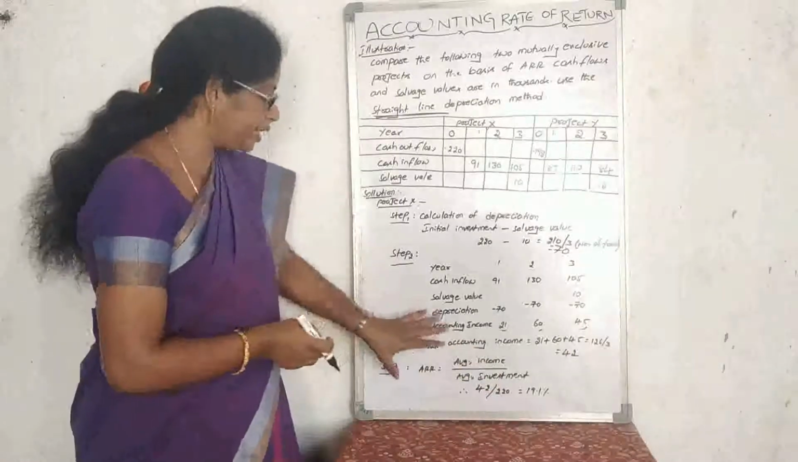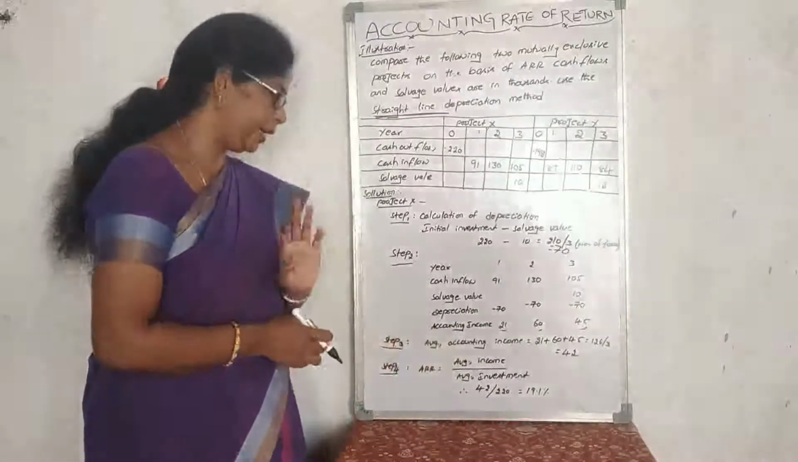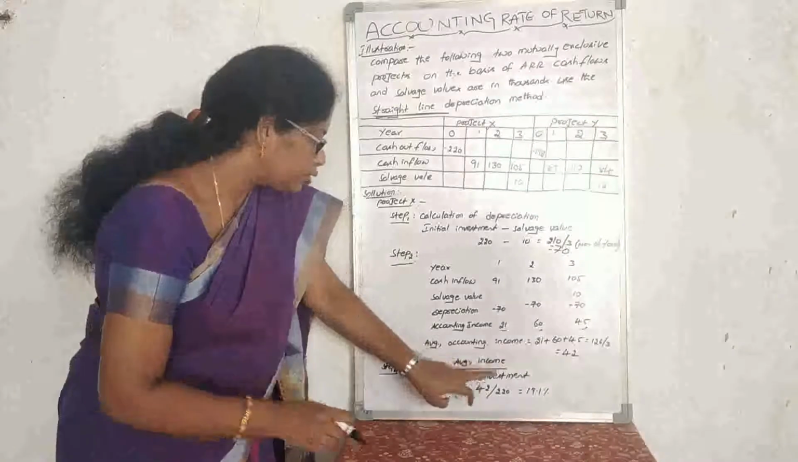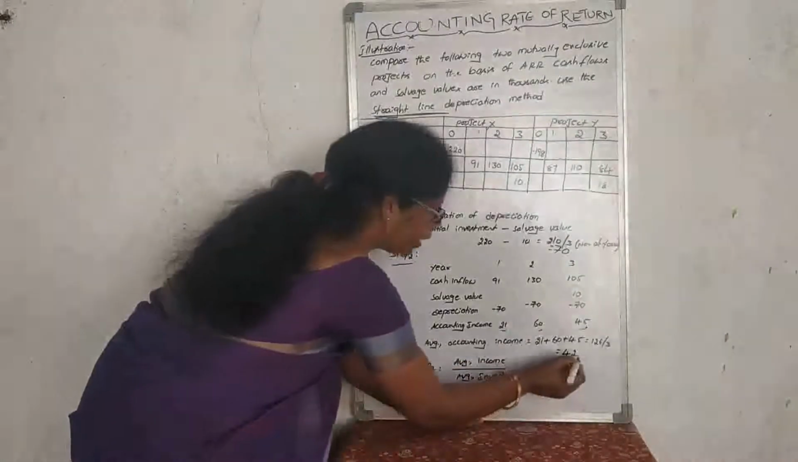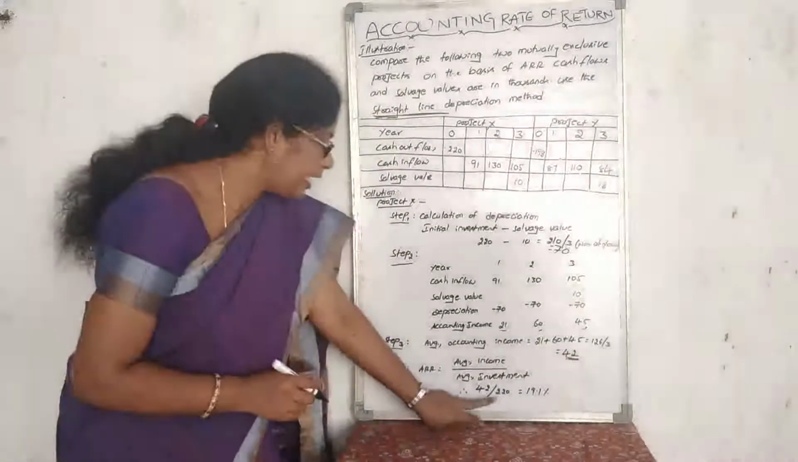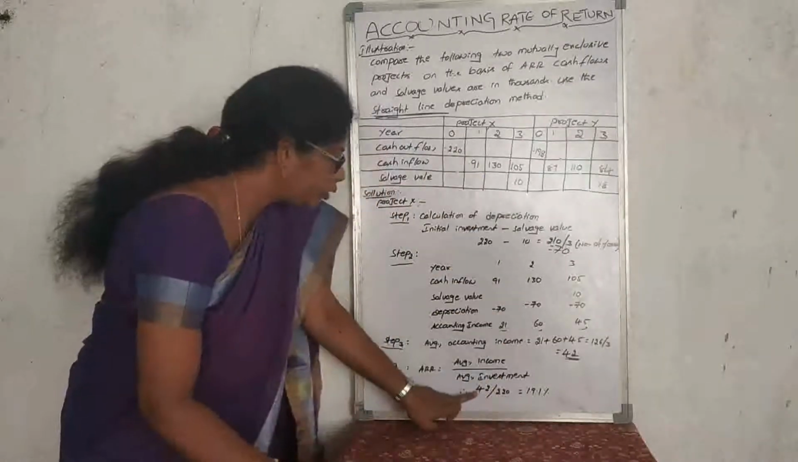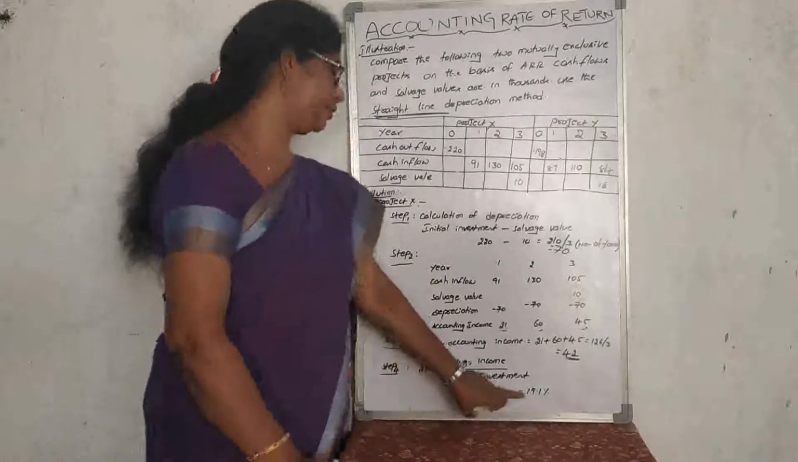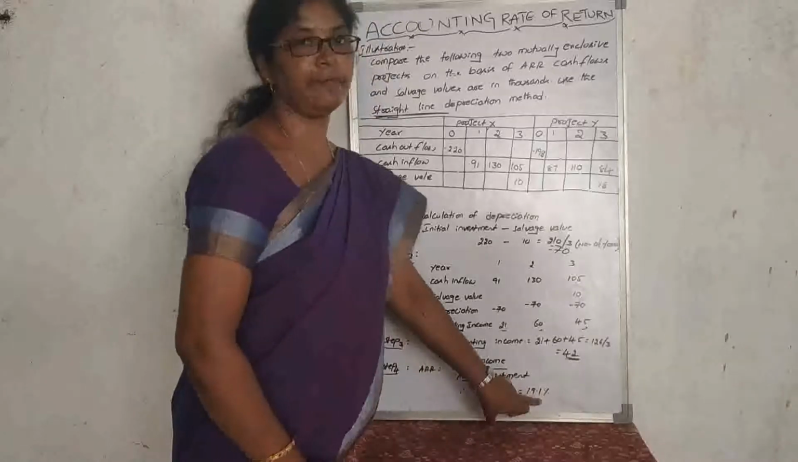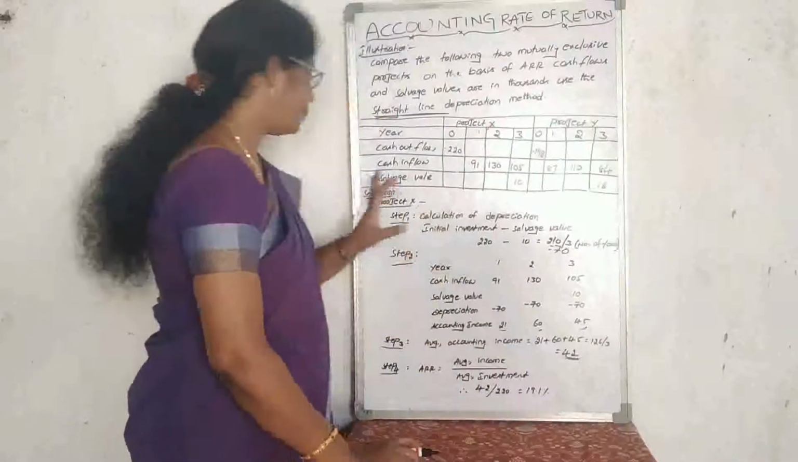Now I am going to implement the values in that formula. What is the average income here? 42,000 rupees. And average investment 2,20,000 rupees. 42,000 divided by 2,20,000 equals 19.1%. So this is for project X.